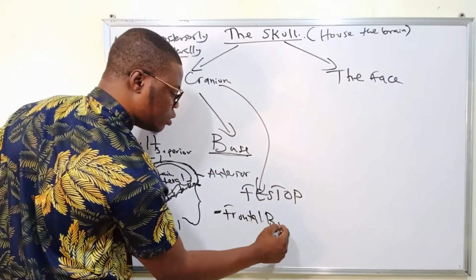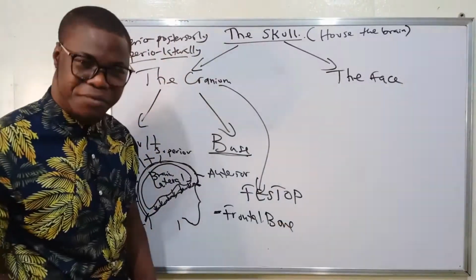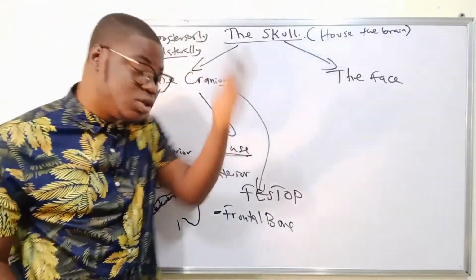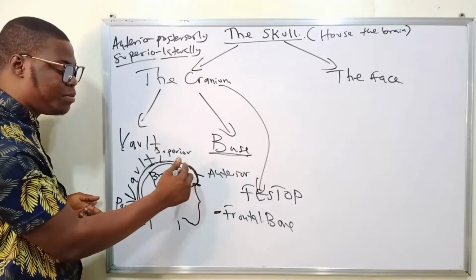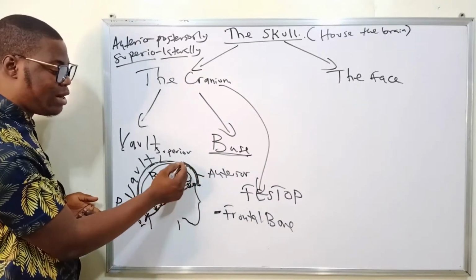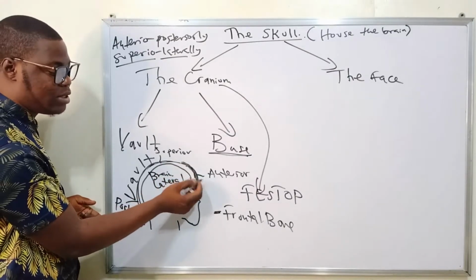Frontal bone. Now, where is the frontal bone? Just from the front. So this is the frontal bone. It means the frontal bone is the one that is housing the brain.